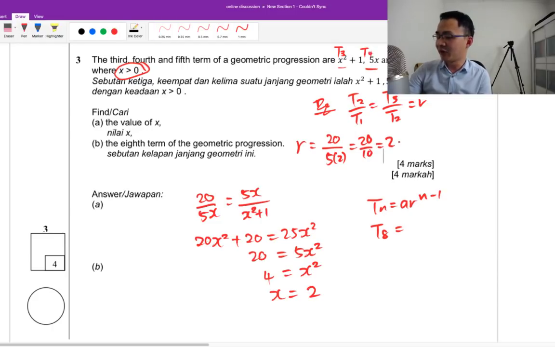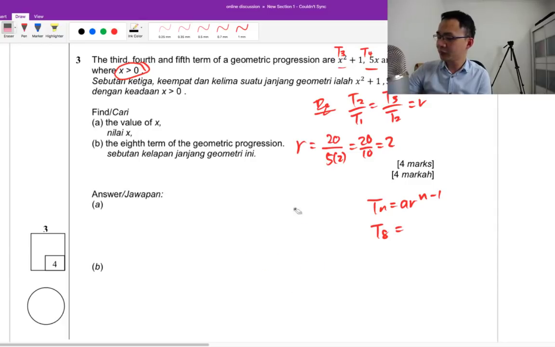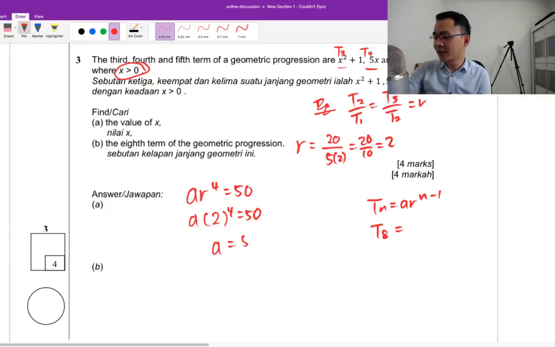And then now I want to find my first term. If I want to find my first term, I will just sub into any equation I want. Okay, since I know the fifth term equals 20, right? So I can say ar to the power of 4 equals 50. And I got my r just now. The r just now is basically equal to 2. So 2 to the power of 4 equals 50. My a is basically 50 over 16.